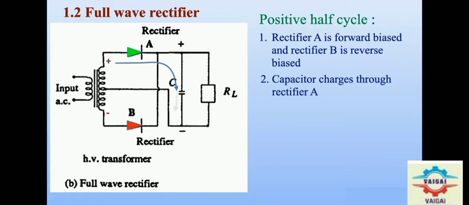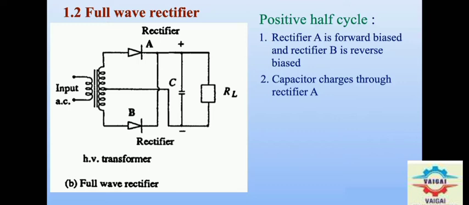And during the negative half cycle, diode B is forward biased. Let us see the diagram symbol for the current direction for the positive half cycle. The blue line represents the current direction through the positive half cycle. Therefore, the capacitor charges through rectifier A during the positive half cycle.